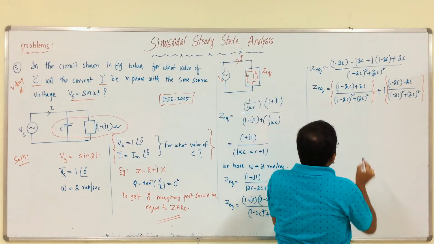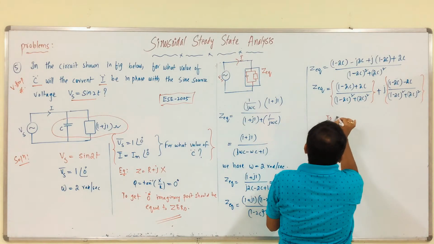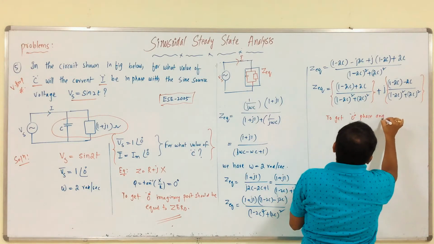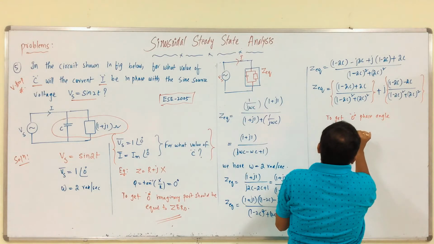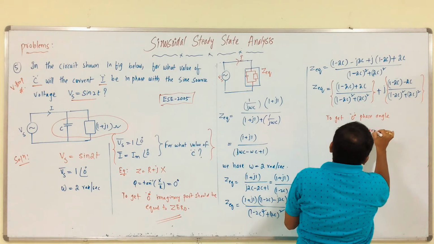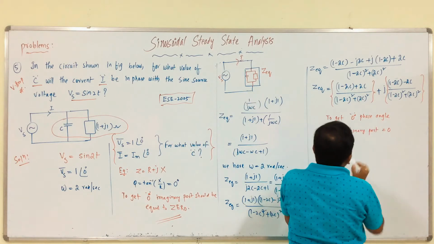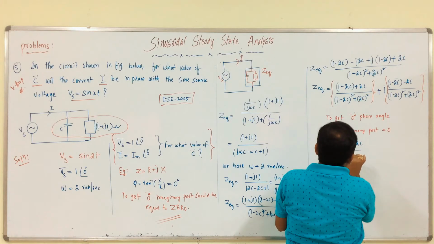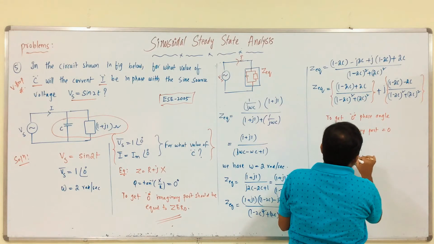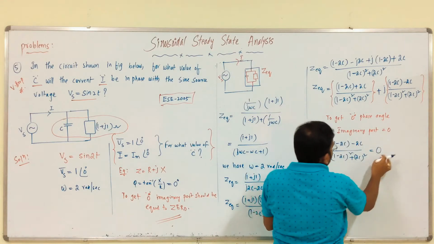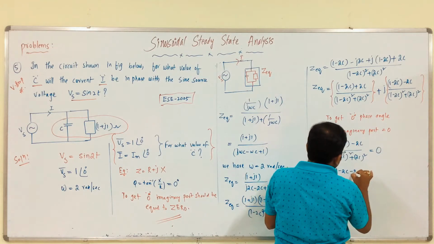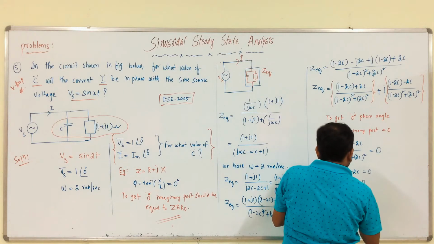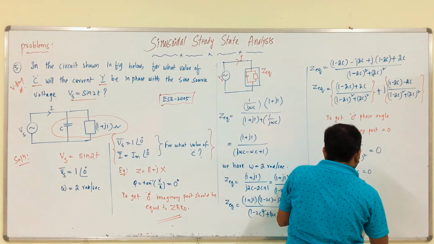So, to get 0 degrees phase angle, imaginary part should be equal to 0, that is 1 minus 2c minus 2c by 1 minus 2c whole square plus 2c, which is equal to 0. From this should be equal to 0, therefore, we got 1 minus 2c minus 2c is equal to 0, 1 minus 4c is equal to 0. From this c is equal to 1 by 4 farad.